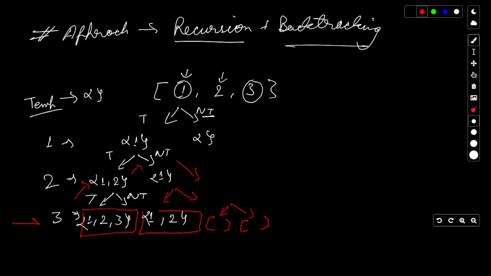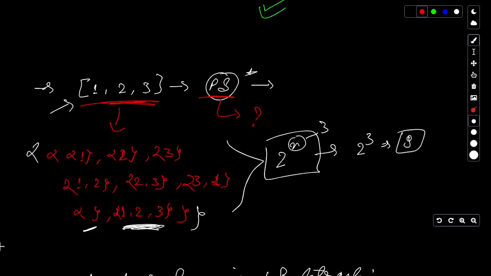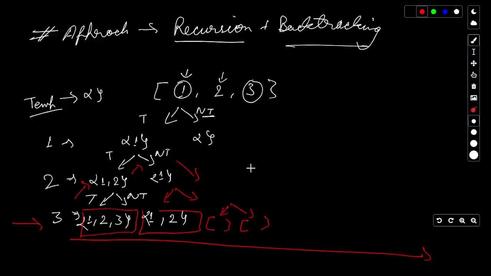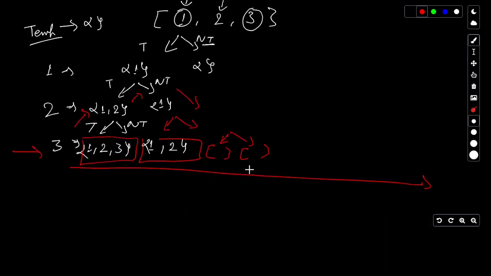In this last level we will get all of the answers, all of the possible subsets of this particular array. We will get all the possible subsets at the last level.